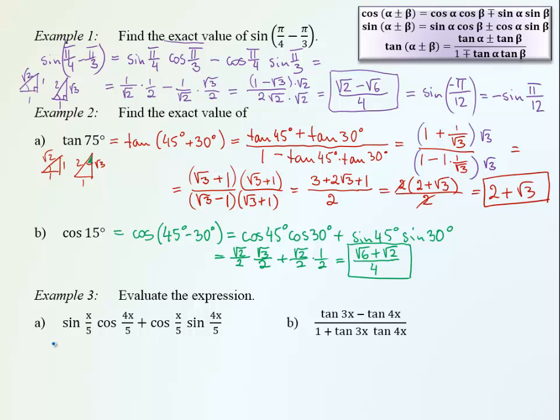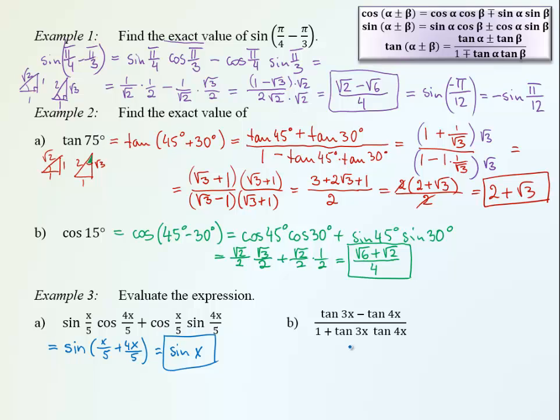Therefore, as soon as we recognize this formula, we can write this is the same as sine of the sum of these two angles, x/5 + 4x/5. Well, that's great, but we can actually add them. So that's sine of 5x/5, which is the same as just sine x. So that was nice. We could simplify this expression really easily here.